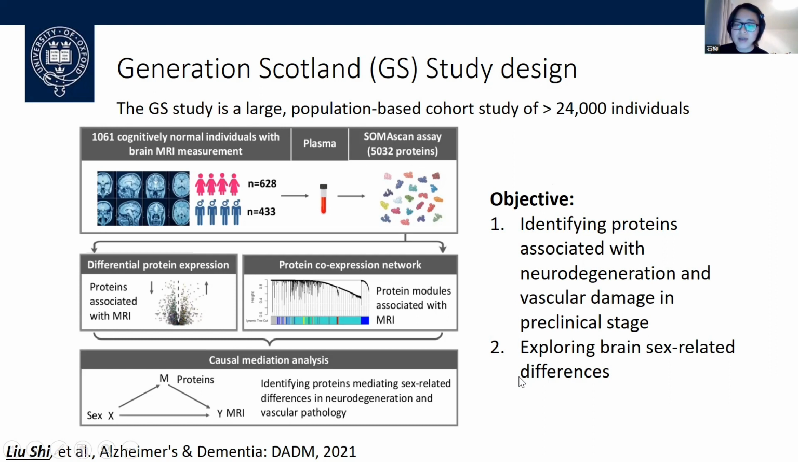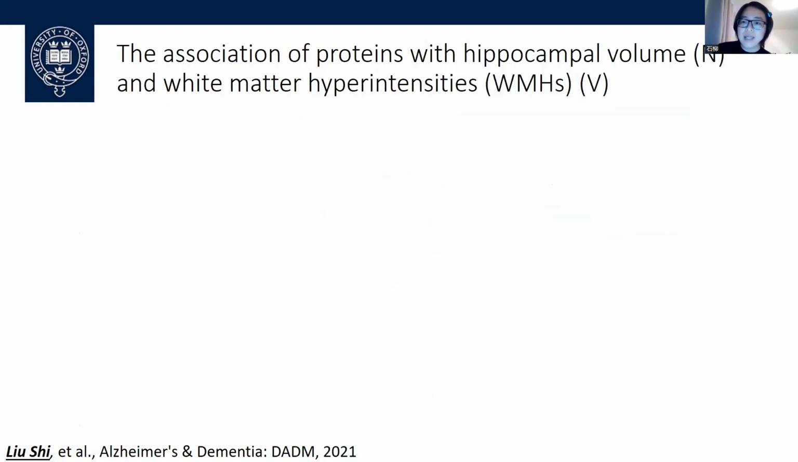The second objective is to explore brain sex-related differences, because as we know, females have a higher chance of getting Alzheimer's compared to males. Here we wanted to know whether proteins mediated such differences. So after getting the data, we first analyzed the association of proteins with hippocampal volume, which is an index of neurodegeneration, and white matter hyperintensities, an index of vascular damage.